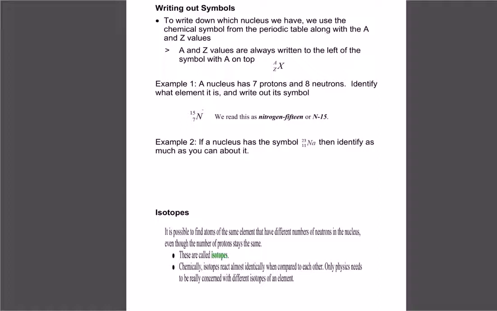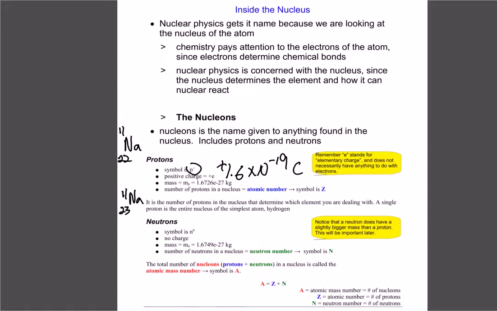particles. And actually, I think I just said that backwards. I did. So let's go back to the previous page. I wrote that backwards. It actually should be 23 and 11. So 11 is the protons, 23 would be the total.